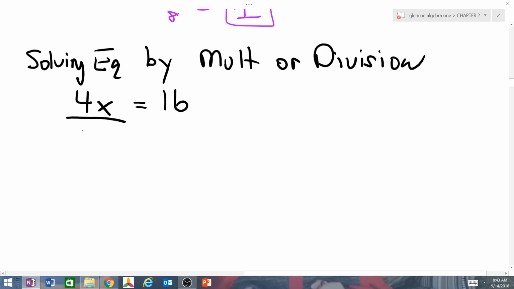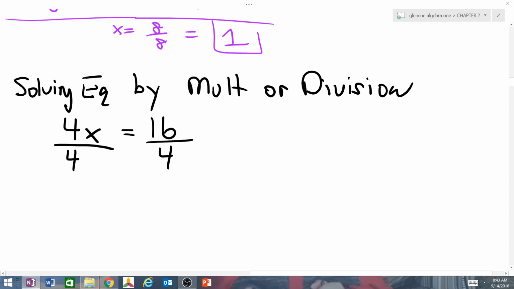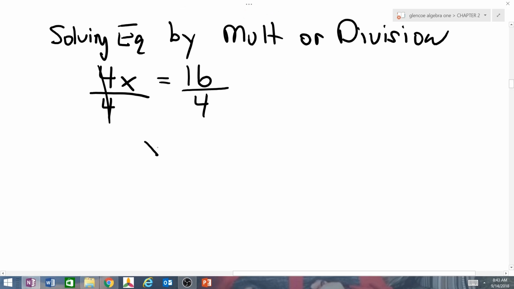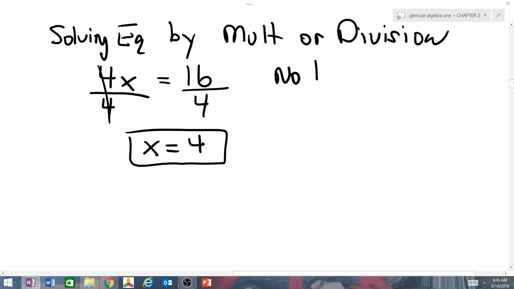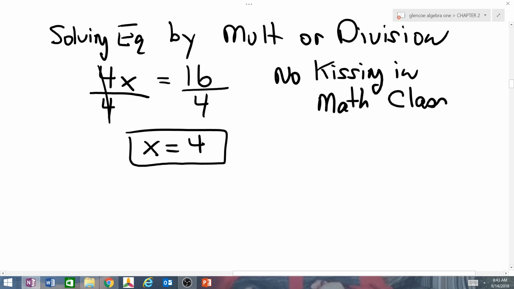So what we're going to do is divide both sides of the equation by what? You divide by whoever is trying to kiss X. And when you do, you get x equals 4. And so you may write this because that might help you. No kissing in math class. Okay, are we good? Yes?